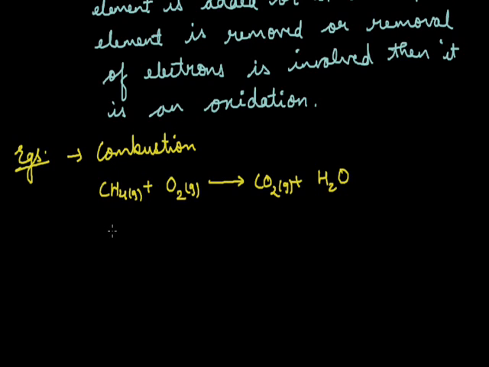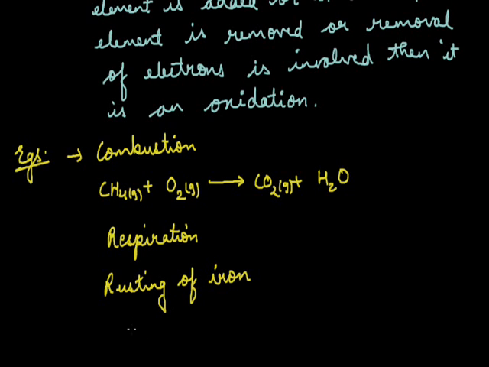Now, respiration is also an oxidation reaction. Then rusting of iron is also an oxidation reaction. Rusting of iron means when iron is on long exposure to oxygen in a moist atmosphere, that is in the presence of moisture, it will form rust, that is hydrated ferric oxide.